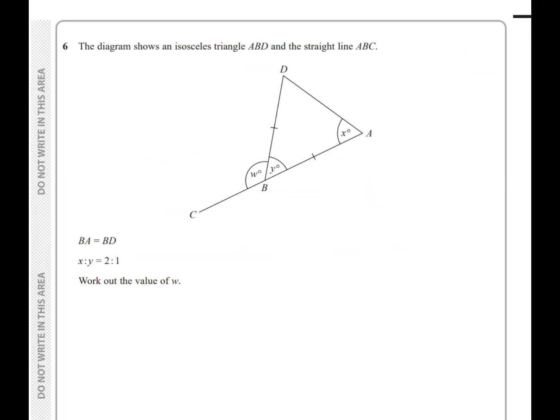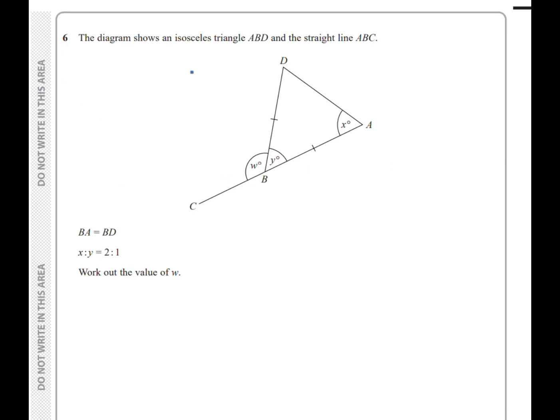Okay, question 6. Welcome back to Edexcel November 2023, paper 1 higher. Today we are doing question 6. The diagram shows an isosceles triangle ABD and straight line ABC. So this is the triangle ABD and this is the straight line ABC. Now BA equals BD. We can see these small lines on the sides of a triangle, and whenever you see them, you should know that those sides are equal.